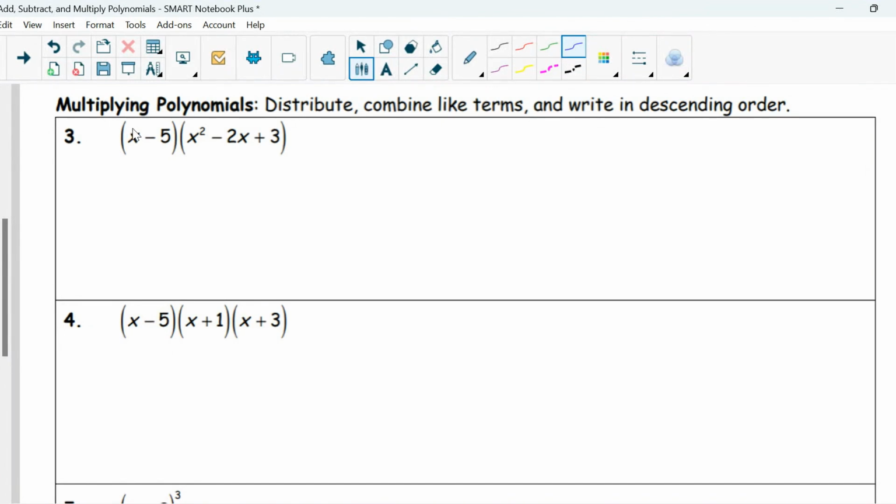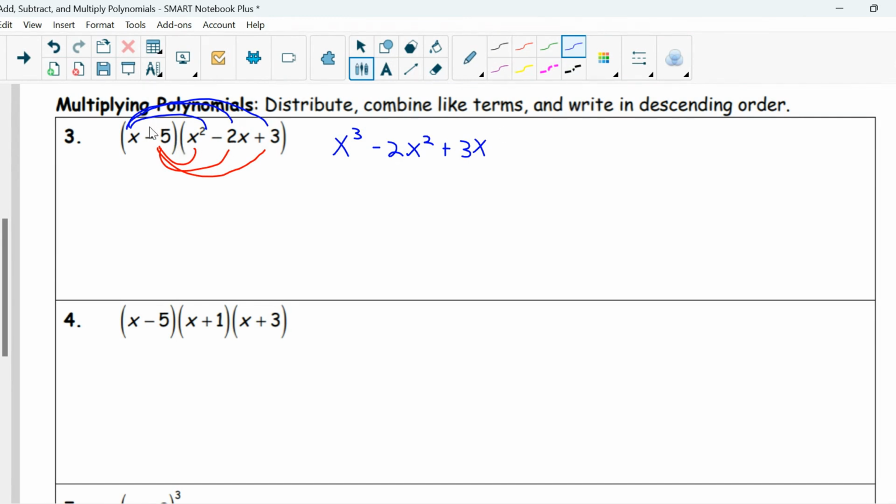So the first thing I'm going to do here, it's kind of like FOILing. Multiply x to x squared, multiply x to negative 2x, multiply x to 3, and then I will do the same with my negative 5. So let's start the process. X times x squared is going to give me x cubed. X times negative 2x, negative 2x squared. X times 3 gives me positive 3x.